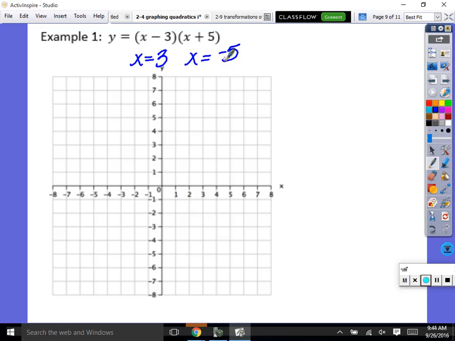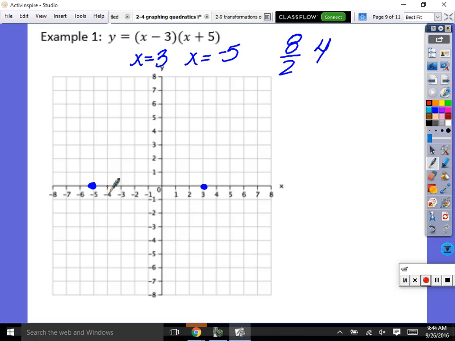So that's what's crossing the x-axis. X is equal to 3 and x is equal to -5. So let's count the distance. 1, 2, 3, 4, 5, 6, 7, 8. So what's 8 divided by 2? 4. So that's 4 units from one of the zeros. That's where our vertex is going to be.